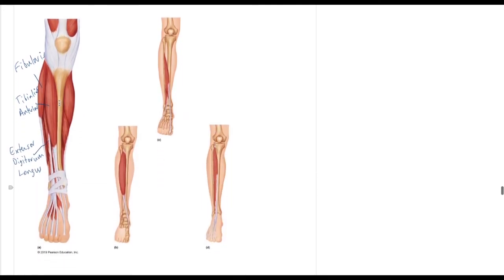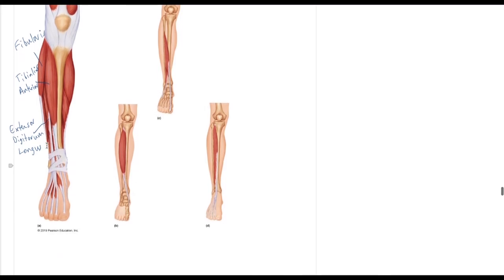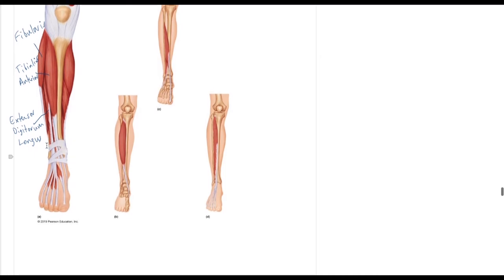So we see here we have our fibularis right here. This is our tibialis anterior. And then our extensor digitorum longus. This is a deep set of muscles comparatively. Well, this is the front of the foot. Sorry, I was thinking, let's look at the other one.